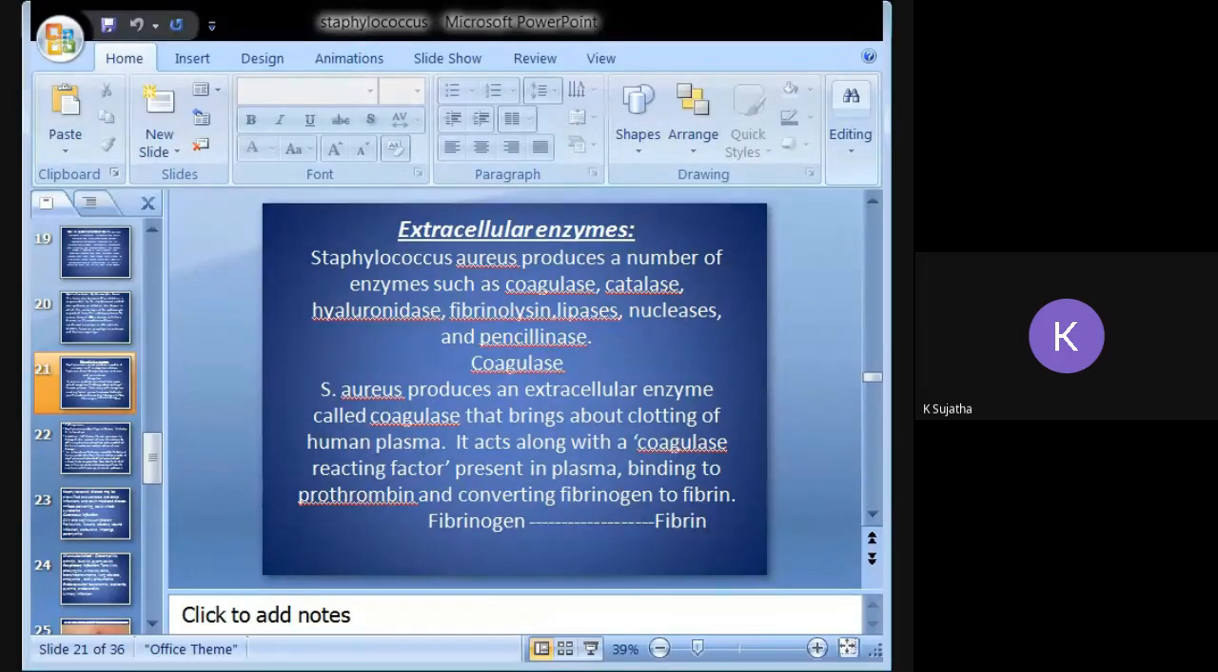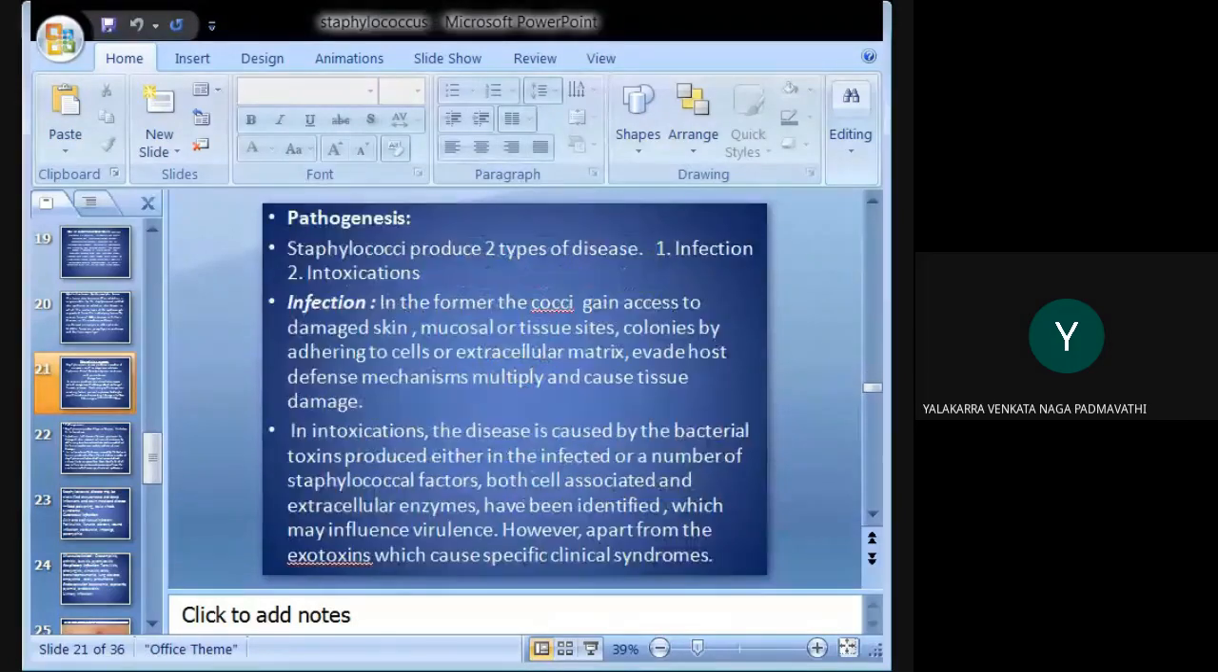How many enzymes are present? Coagulase, catalase, lipases, nucleases, penicillinases. Okay. Of all these enzymes, the main enzyme is coagulase. So how does the coagulase enzyme cause blood clots? By converting fibrinogen into fibrin.